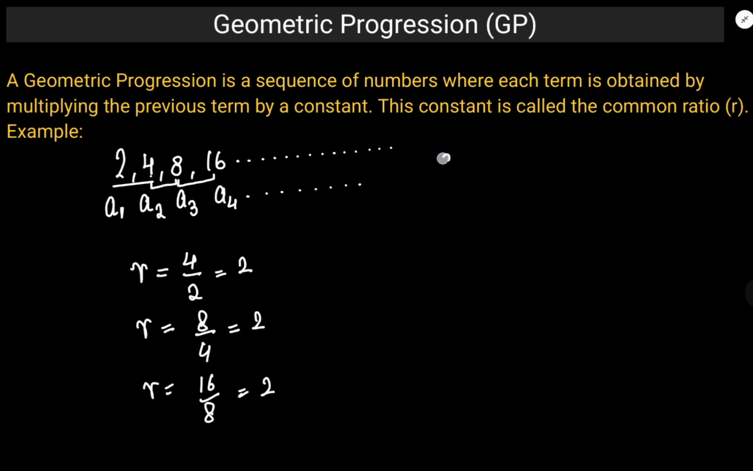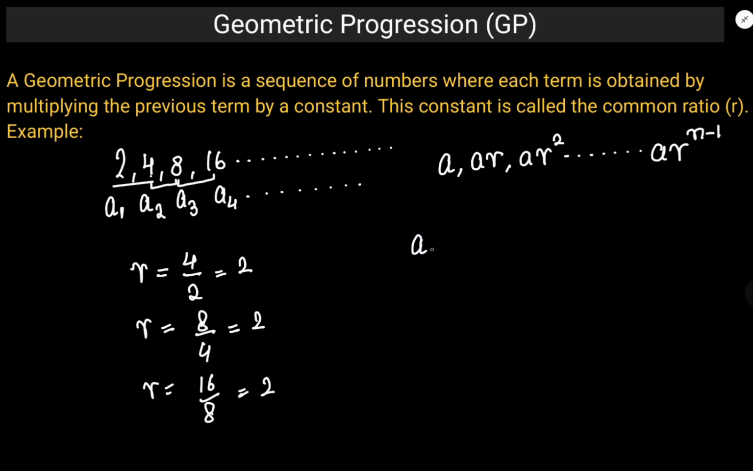So this can be written as first term A, second term is AR, third term is AR square, and nth term is AR raised to power n minus 1. Why? Because now you see the ratio. Ratio means AR by A, which is R. Now when you divide the third term by the second term, you will get R, like that. So the ratio is the same, and this is known as a GP.